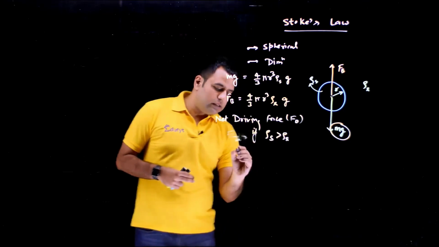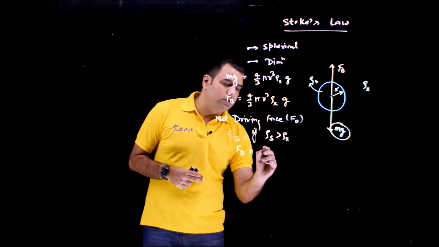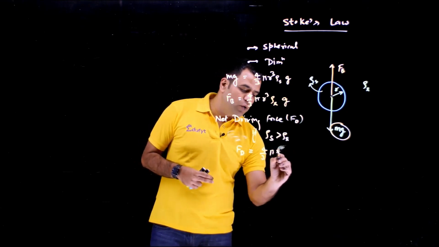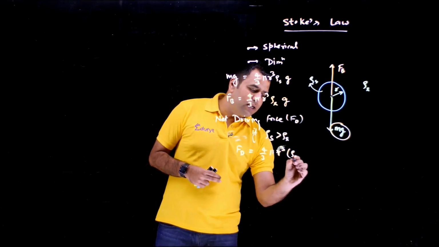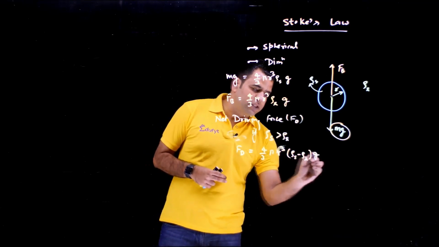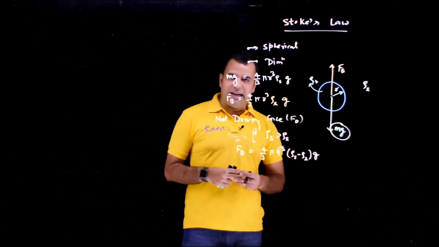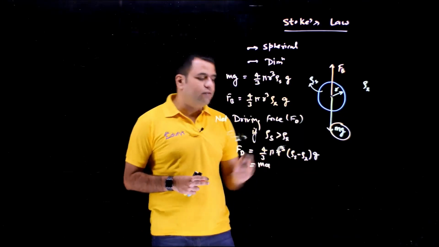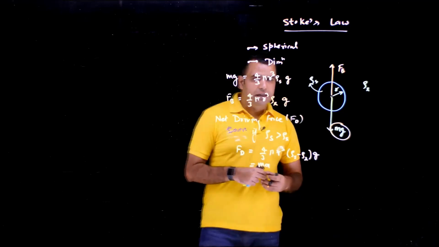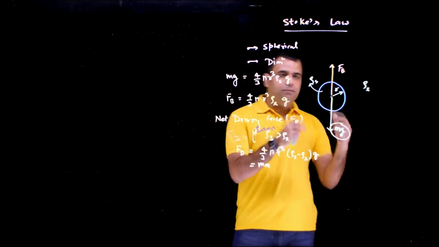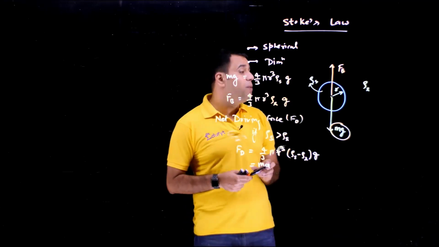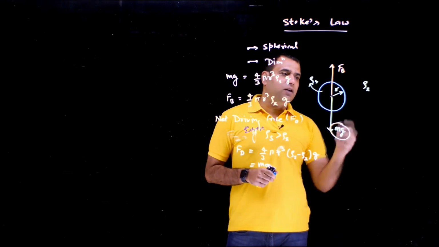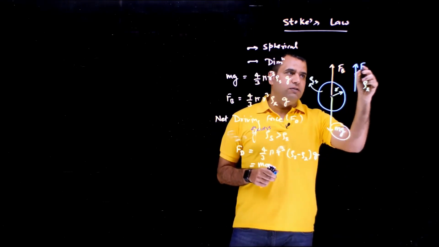So in that case, Fd will be equals to 4 by 3 pi r cube rho s minus rho L times of g. So this will be the net driving force, and that will provide us ma. A stands for acceleration. M is the mass of the body. So due to this acceleration, this body will start falling down. Now see, the moment this body starts falling down, its velocity will be downward. The moment its velocity will be downward, it will experience a viscous force.